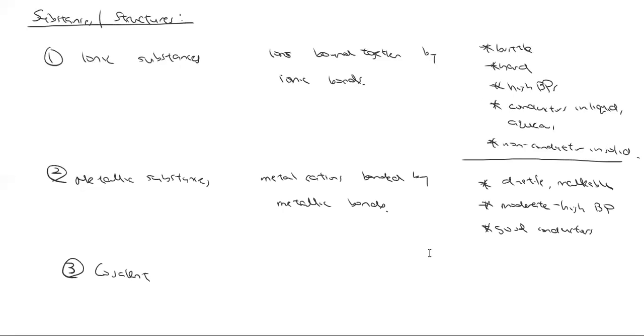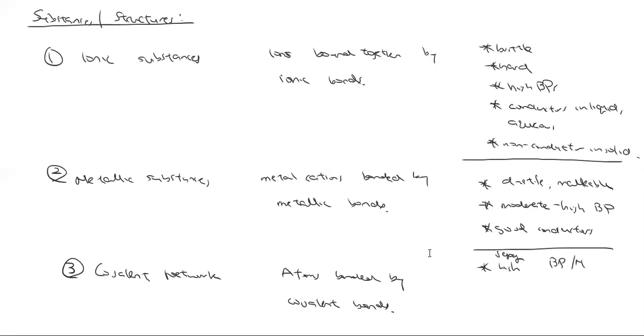You've got your covalent network, which is mainly made up of atoms bonded by covalent bonds. So these have high or very high, even extremely high boiling points and melting points. They are hard and brittle. And that's really the key thing here: they're very hard and they're very brittle.